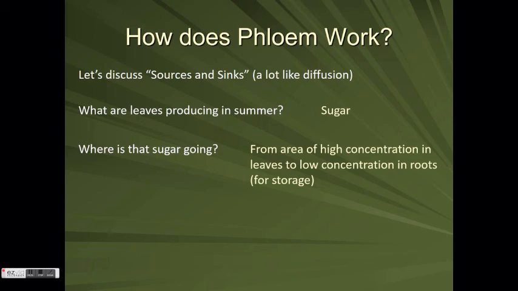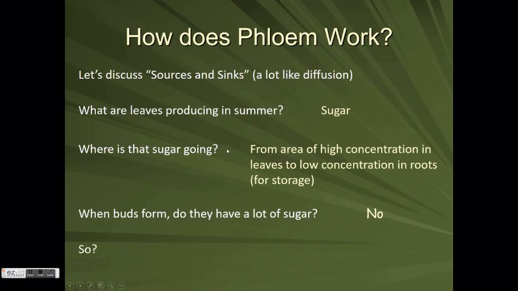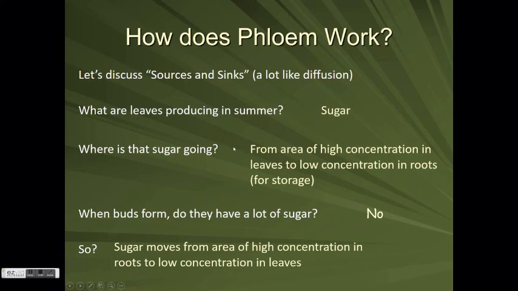So as a result, during the summer, sugar being made in the leaves is moved to the roots from high to low concentration, diffusion. At some point in the spring, however, buds start to form, and those buds need energy to start to open up. They don't have a lot of sugar to begin with, and so sugar that's in high concentration in the roots is going to start to move towards the leaves. Again, diffusion, high concentration to low concentration.